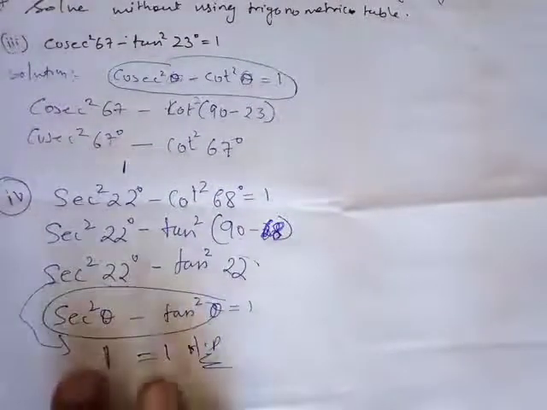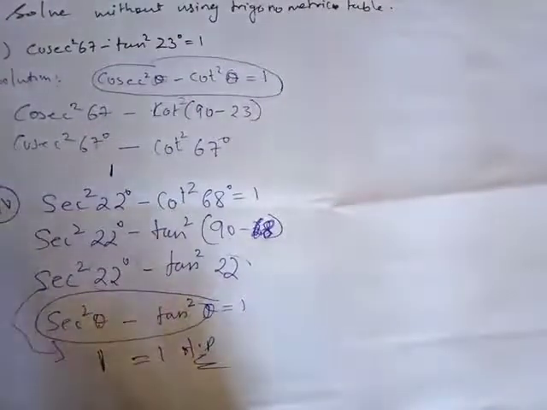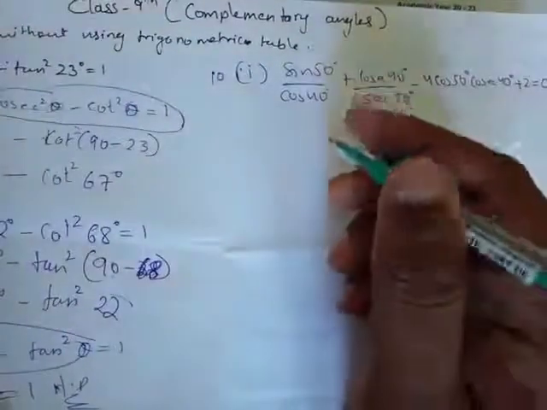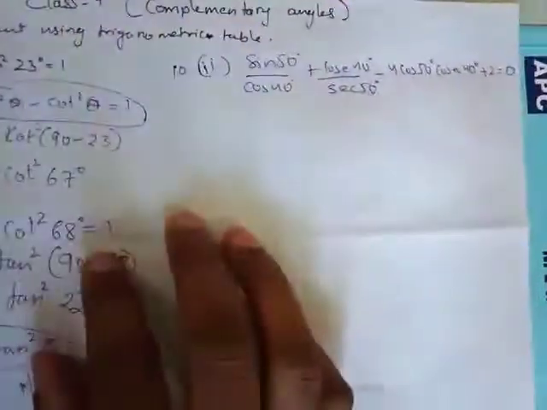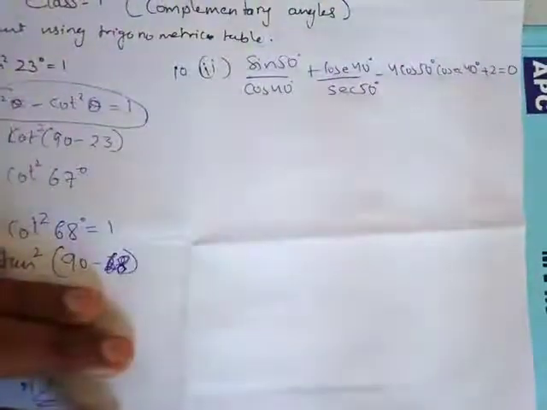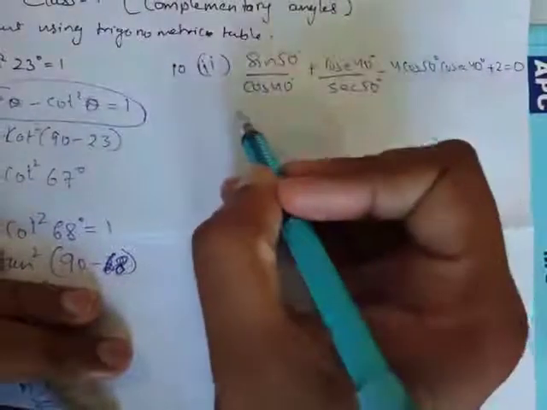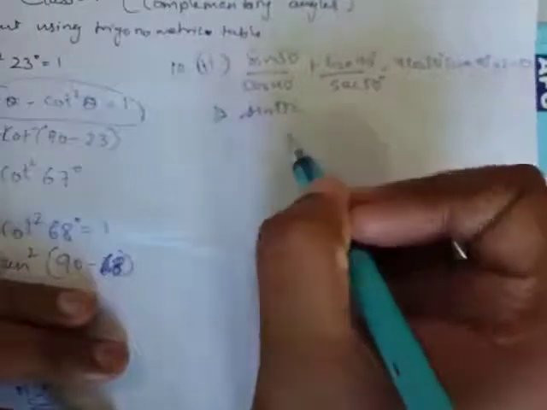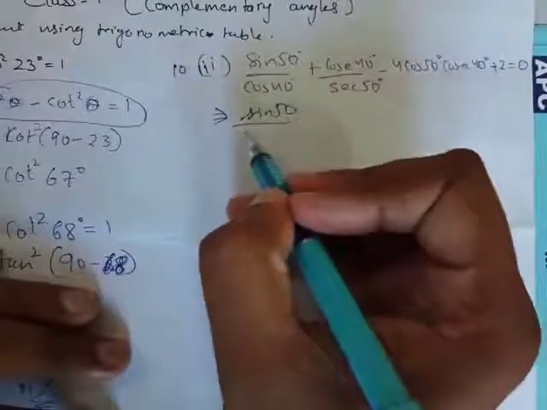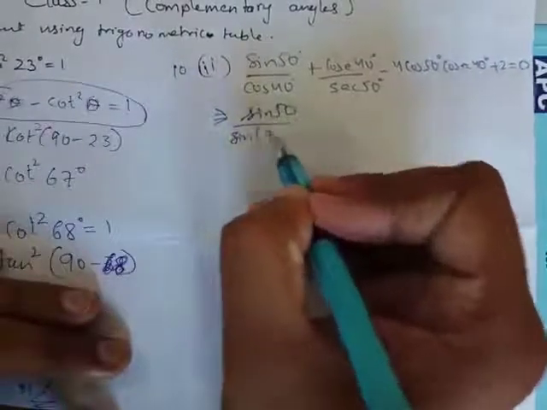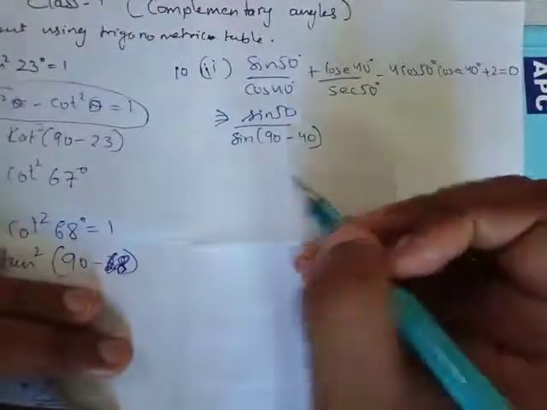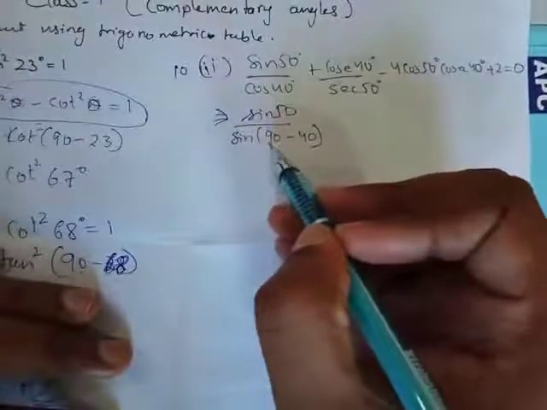Okay, let's see some more questions. This is question number 10, the second part. So we'll be working on the second part of question number 10. Now I'll see what can be done in this question. Sin 50 I'm writing as it is, and then cos 40 can also be written as sin of 90 minus 40.